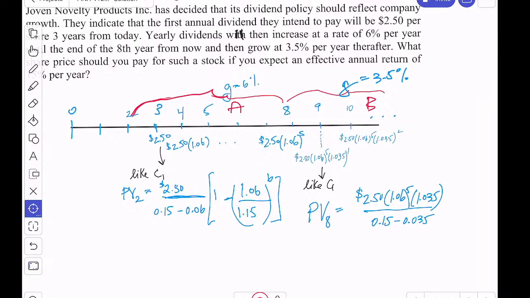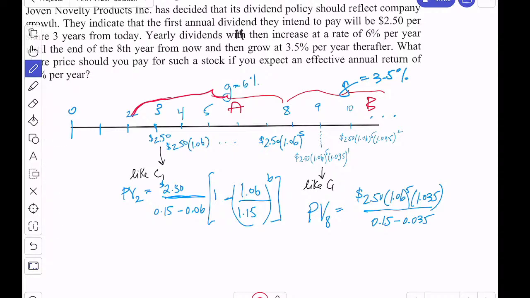So the students that got $9.84 only focused on this portion. They neglected this portion. Okay? And it's understandable, but you get at least half the points for that effort.